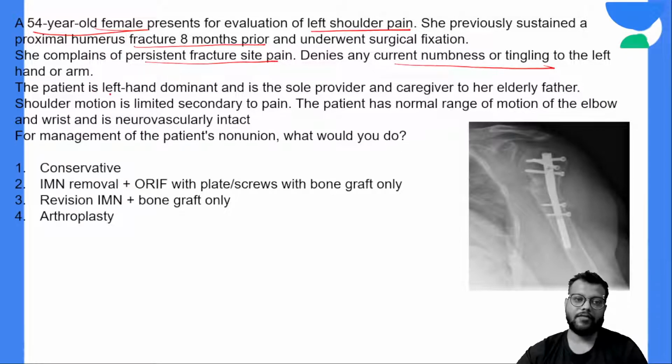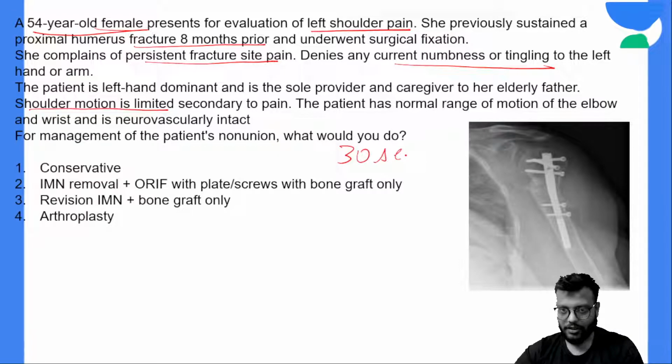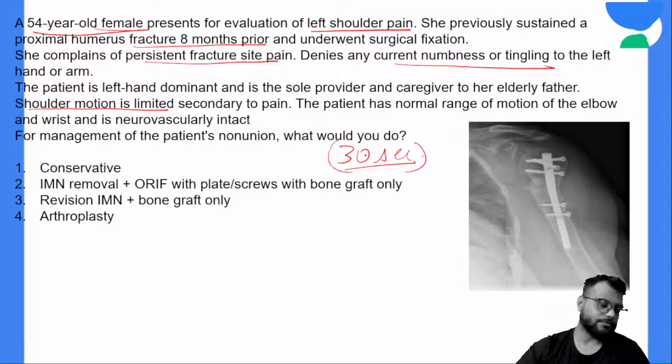The patient is left-handed dominant and is the sole provider and caregiver to her elderly father. Shoulder motion is limited secondary to the pain. Patient has normal range of motion of the elbow and the wrist and is neurovascularly intact. For management of the patient's non-union as seen in the image, what would you do? This is the recent x-ray of the patient, and here are your 30 seconds for this question.